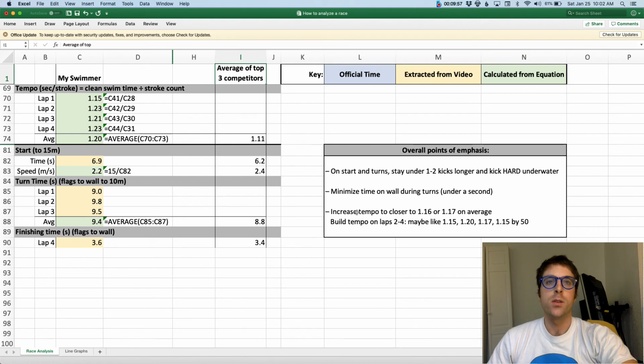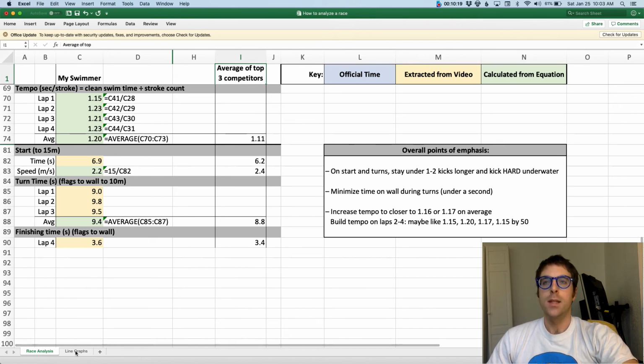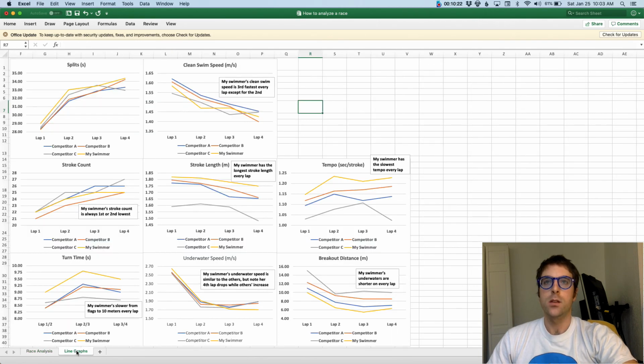And then from a tempo standpoint, just trying to get that tempo closer to an average of 1.16 or 1.17, which might look like going out in the same 1.15, settling into a 1.2, and then building back down to the 1.15 over the 50s. So another way to visualize this data would be with graphs. So I'll show you that here.